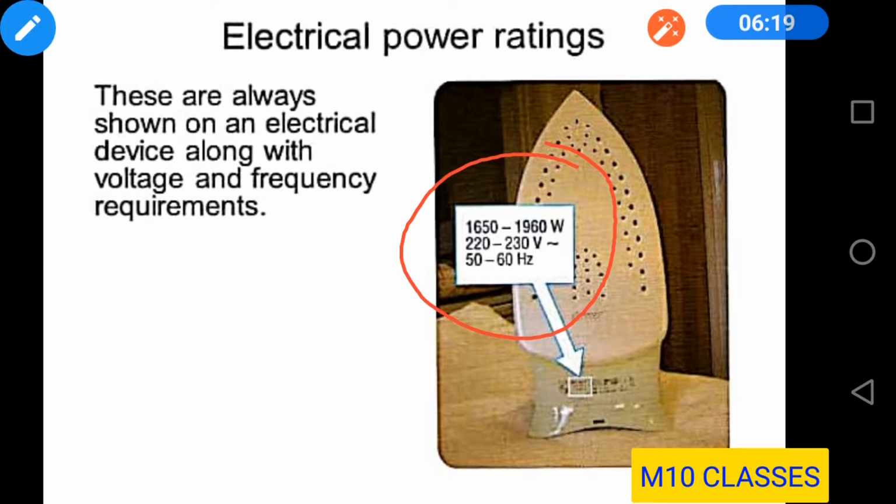First one, the power rating, 1650 to 1960 watt. Here it is variable because you might have seen that in an electric iron you can heat it at low temperature as well as at high temperature, so its power can vary. Secondly, the voltage at which it will operate: 220 to 230 volt. Third is 50 hertz to 60 hertz, the frequency of the electric current and voltage. In India it is 50 hertz. So in each electric device you will find these ratings.